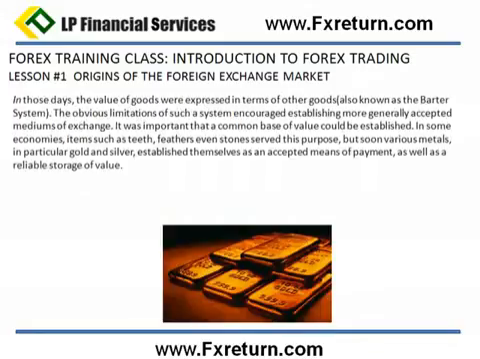In those days, the value of goods was expressed in terms of other goods, also known as the barter system. The obvious limitations of such a system encouraged establishing more generally accepted mediums of exchange. It was important that a common base of value could be established. In some economies, items such as teeth, feathers, even stones served this purpose, but soon various metals, in particular gold and silver, established themselves as an accepted means of payment as well as a reliable storage of value.